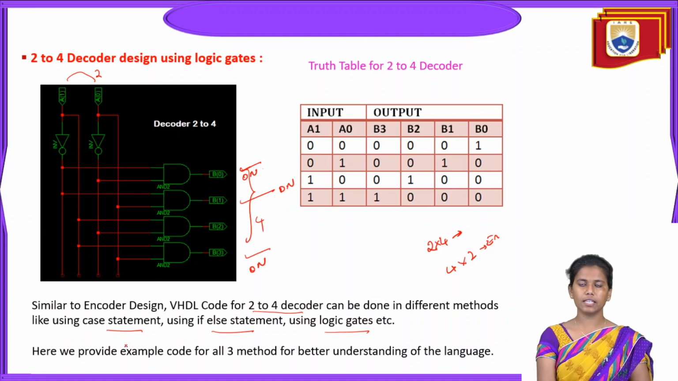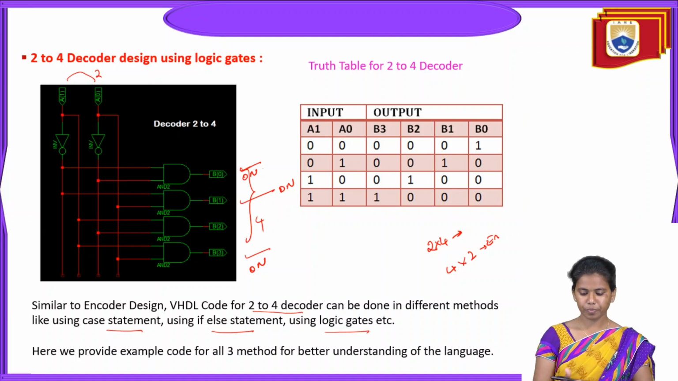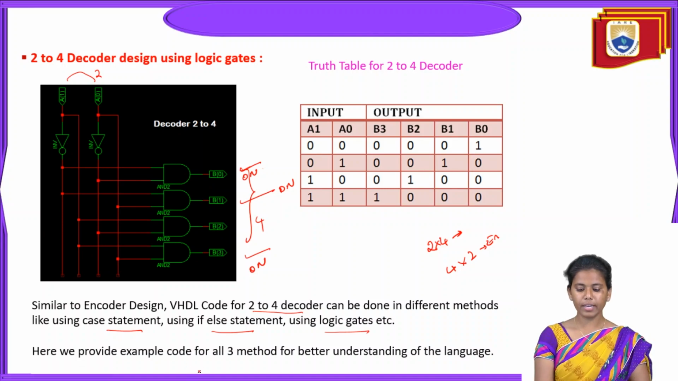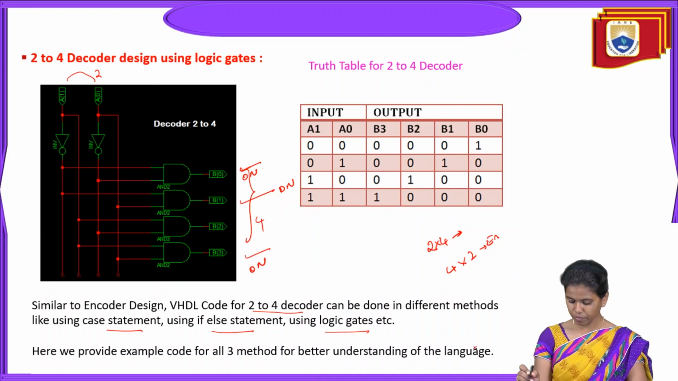By using the case statement, we can write down this logic, or else we can write down the code. And by using the if else statement also, we can write down the code. And also using the logic gates, we can easily write down the code. Whether it is a decoder or an encoder, we can easily draw the circuit. We provide example code for all 3 methods for better understanding of the language.